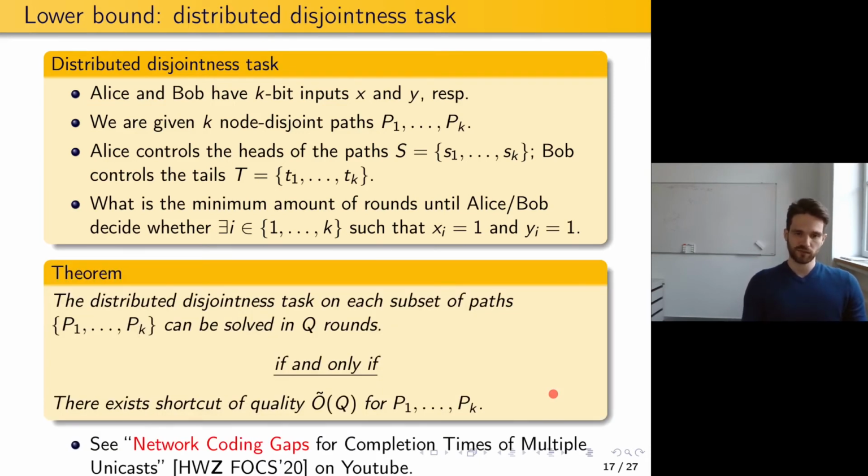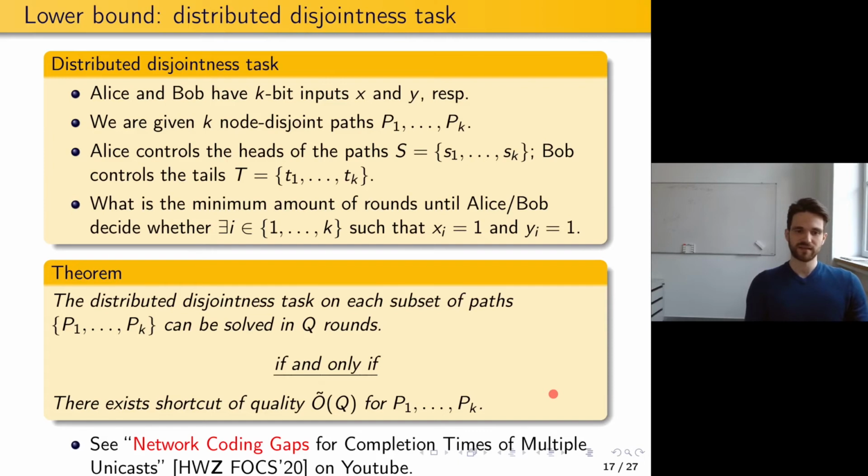Now, the theorem that we prove is that this distributed disjointness task is very intricately connected to the shortcut quality. Particularly, given a set of paths P1 to Pk, if you can solve the distributed disjointness task on every subset of these paths in Q rounds, then you can also find the shortcut of quality Q for this set of paths. And this is an if and only if condition.